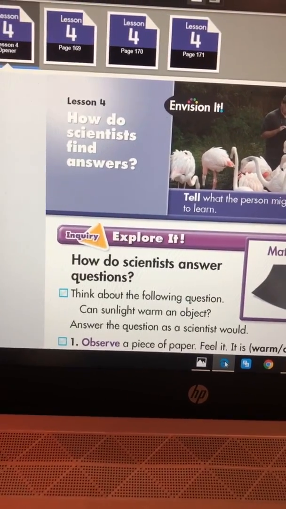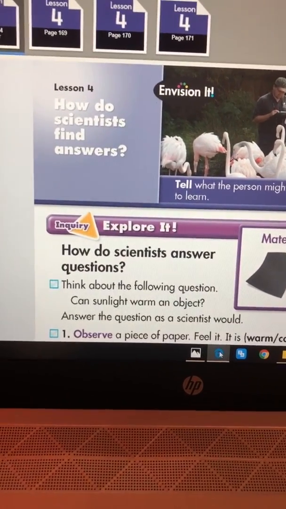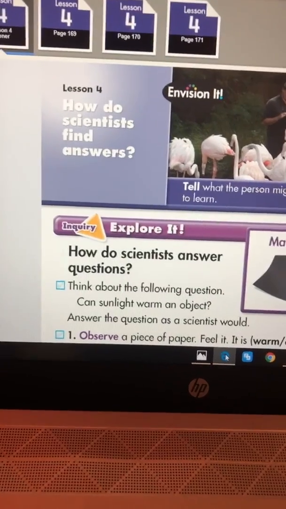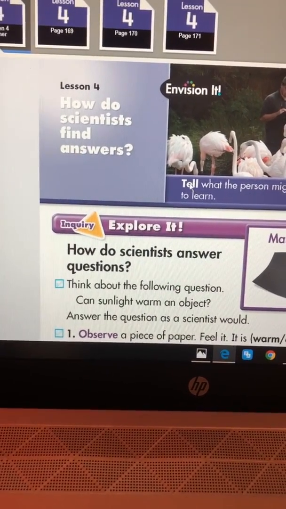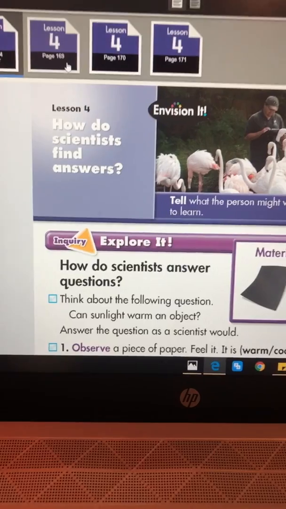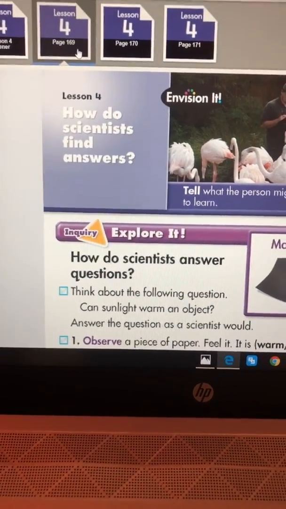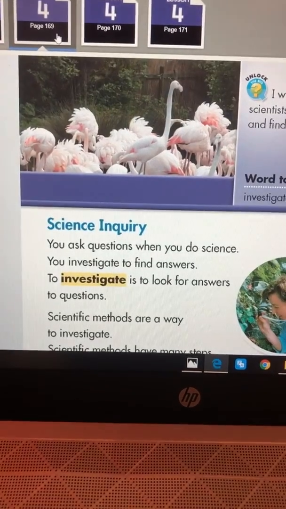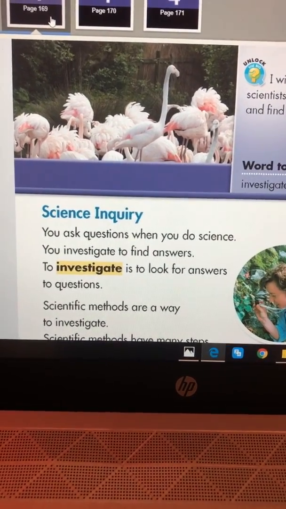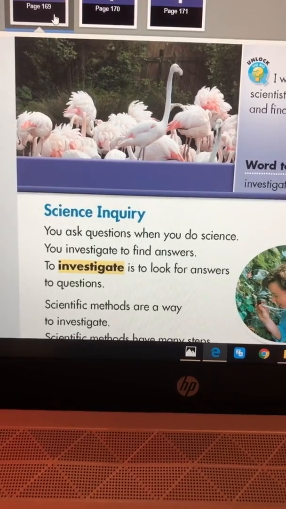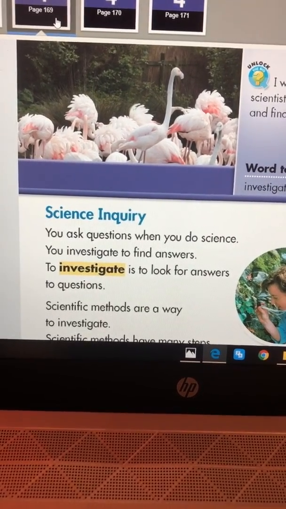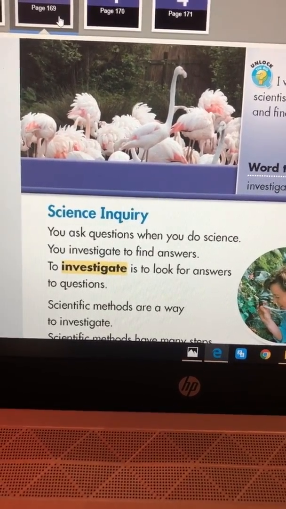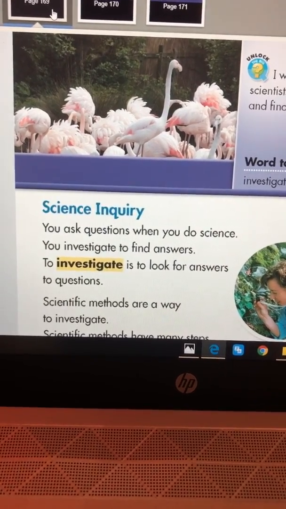What do you think? How can scientists answer the questions? Okay, open with me page 169. Okay, how they answer? They investigate. So scientists investigate to find answers. So they always ask a question and always answer the question. How can they answer? By investigation.